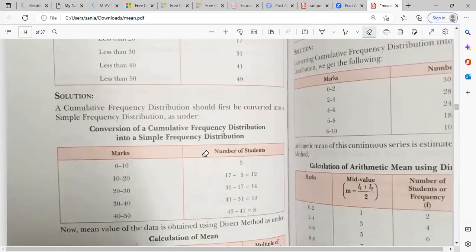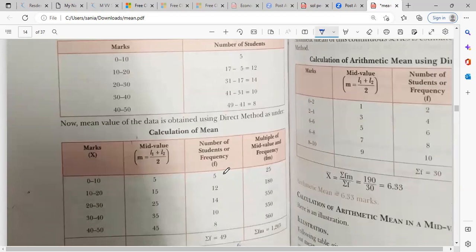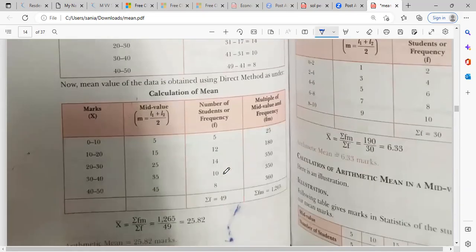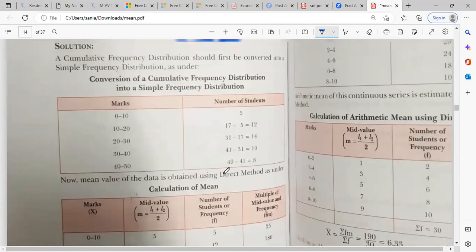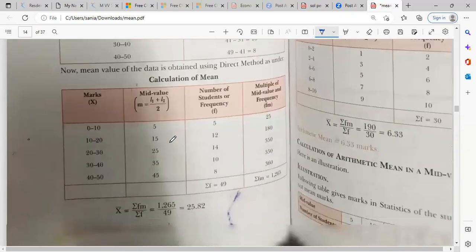Here, which formula you're going to use is your choice. Over there, they have used the direct method, so you will solve this with the direct method. What is the formula for the direct method? It is summation of Fm divided by summation of F.